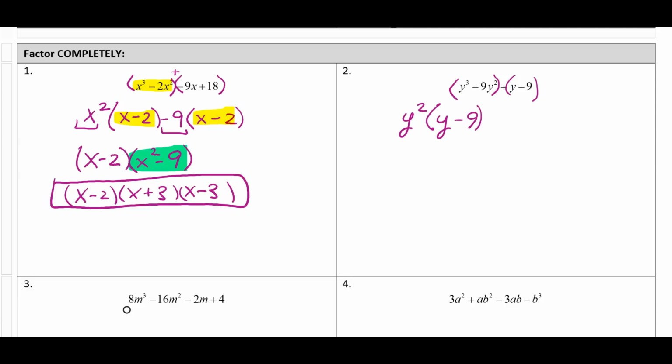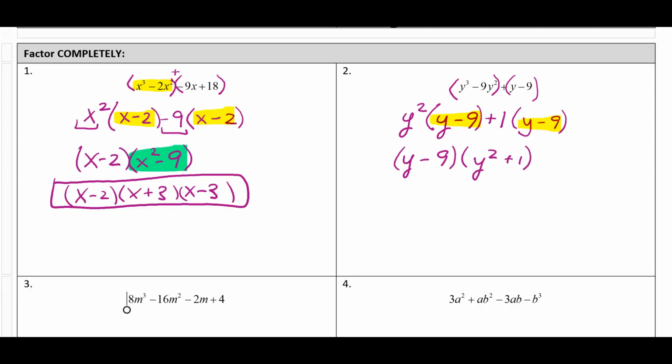Now, this second part might be a little confusing because y minus 9 doesn't have a greatest common factor. So what we put down here is we put a 1, because basically the greatest common factor from both of these is a 1. And I need a number right there in front of the parentheses. And I'm left with just y minus 9. So now our greatest common factor between the signs is y minus 9. So we're going to write down y minus 9. Our leftovers are going to be y squared plus 1.